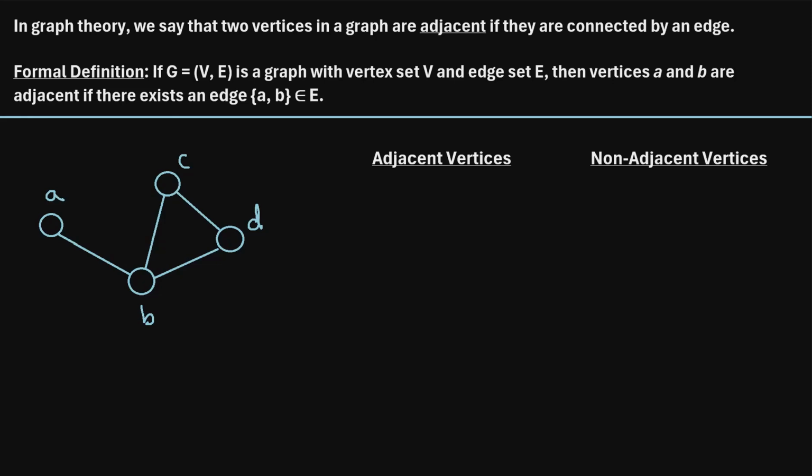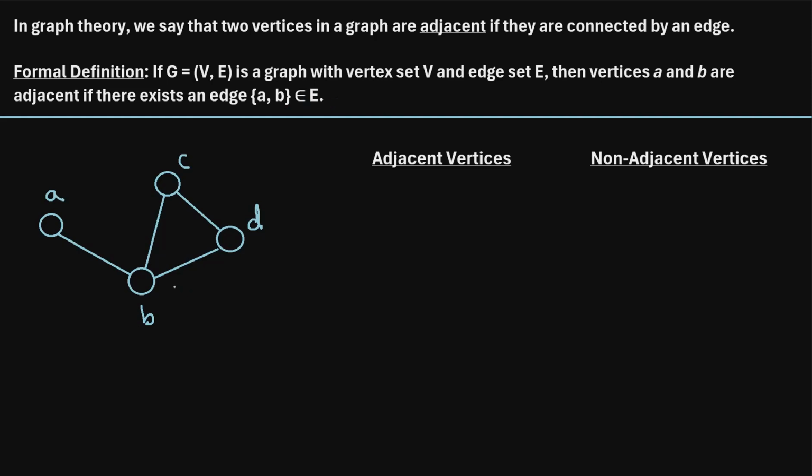In graph theory, we say that two vertices in a graph are adjacent if they are connected by an edge. Now, a more formal way of saying that is that if we have some graph G with a vertex set V and edge set E, then the vertices A and B are adjacent to each other if there exists an edge {A, B} within the edge set. So that's just a more mathematically formal way of stating adjacency.